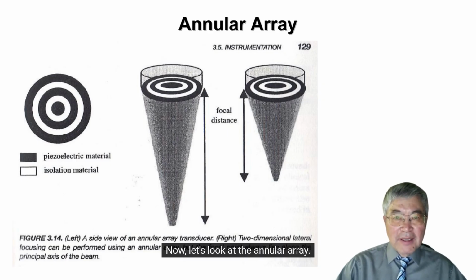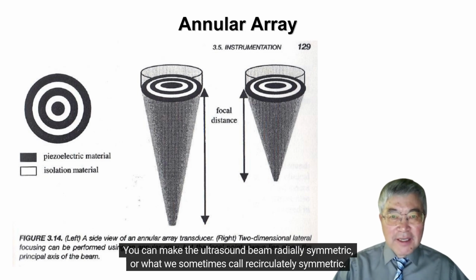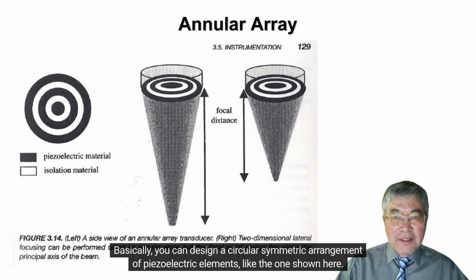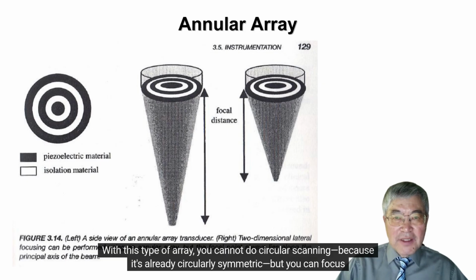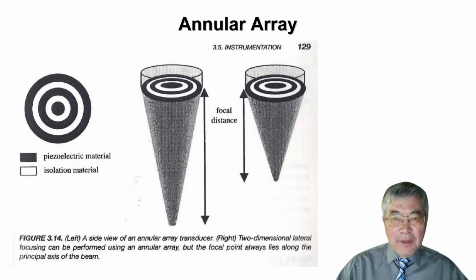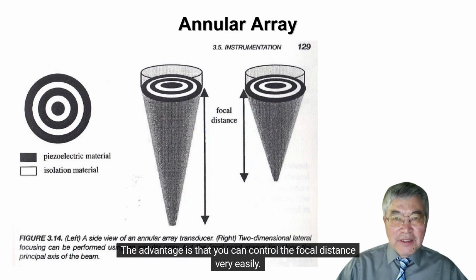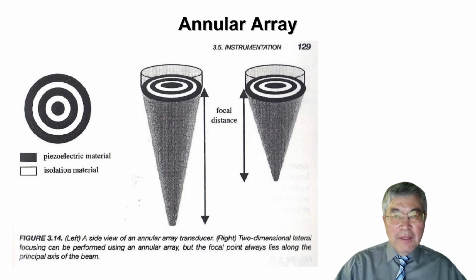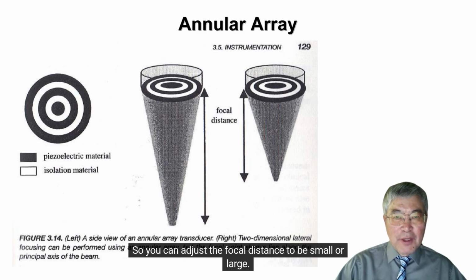Now, let's look at the annular array. You can make the ultrasound beam radially symmetric, or what we sometimes call circularly symmetric. Basically, you can design a circular symmetric arrangement of piezoelectric elements, like the one shown here. With this type of array, you cannot do circular scanning because it's already circularly symmetric, but you can focus along the principal direction. The advantage is that you can control the focal distance very easily. You can make the focus point closer or farther, depending on the time delay and how you drive those circular rings. So you can adjust the focal distance to be small or large. That's something you can easily do with this annular array structure.